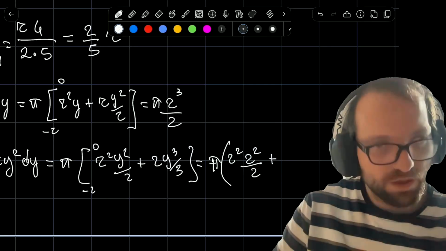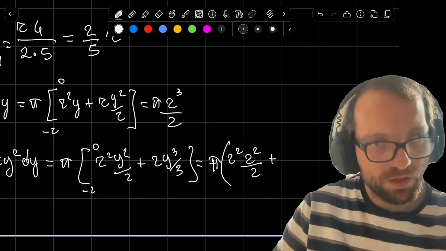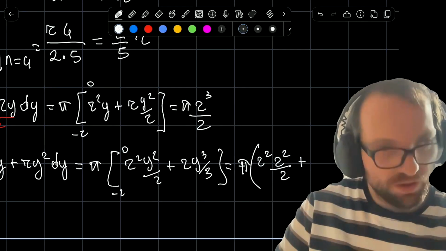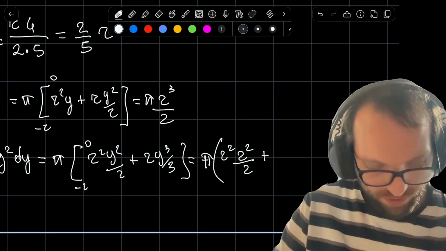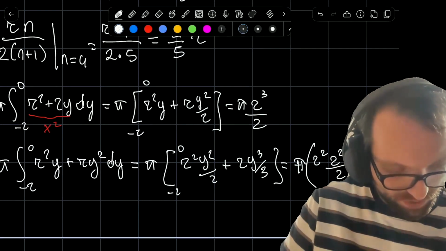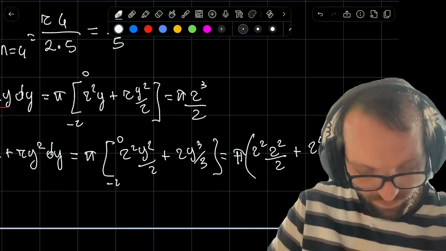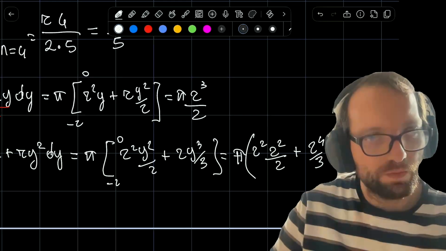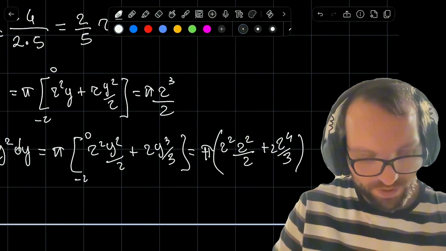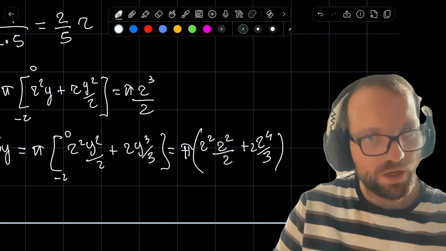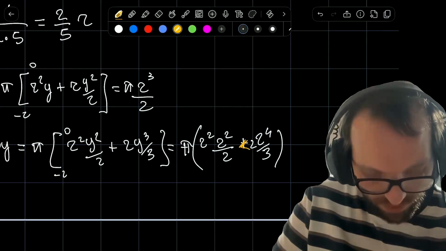plus, so this is going to be R to the 4 divided by 3, but there's also a 2 here, and I think that there is a minus here.